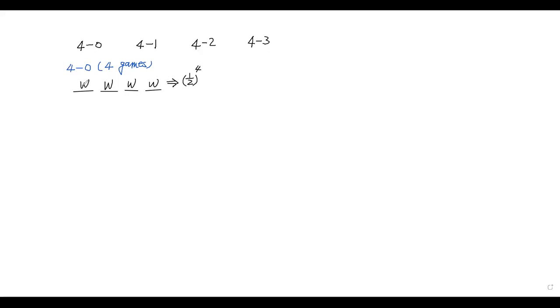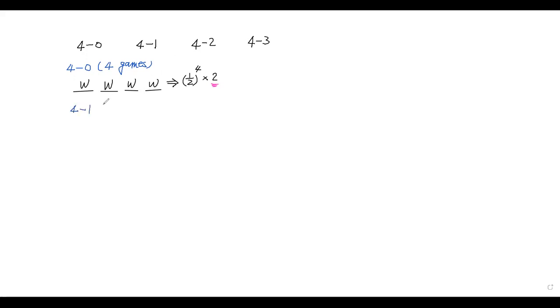This could be my A team or it could be the B team, so I have 2 situations. This will be times 2, because both teams can have a blowout, win, win, win, win. That's where this times 2 comes in. All right, so the next thing we have is a 4-1.